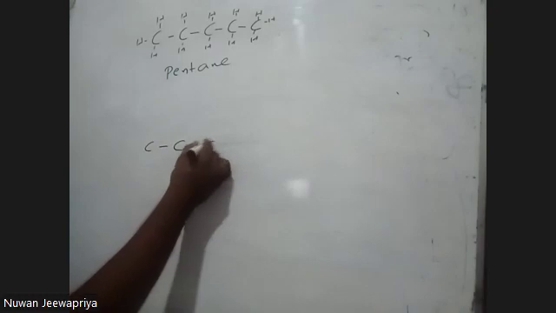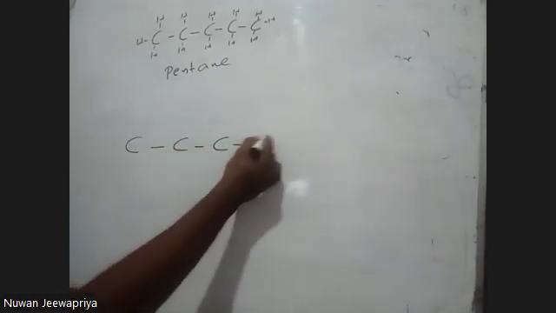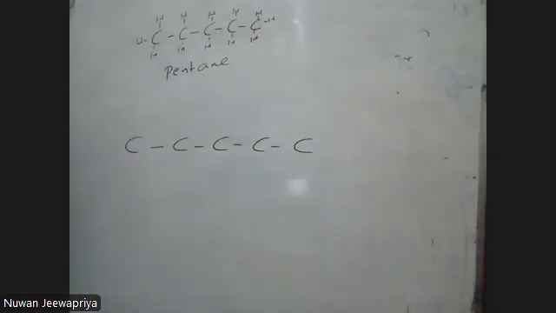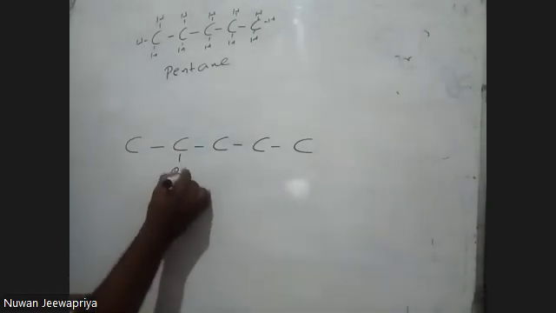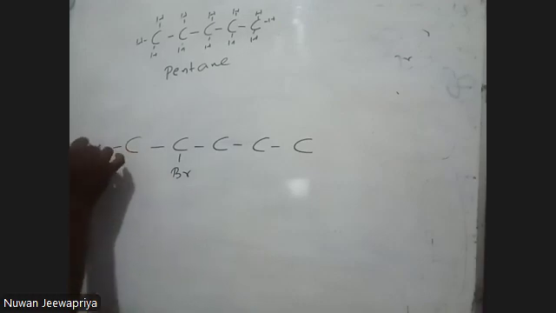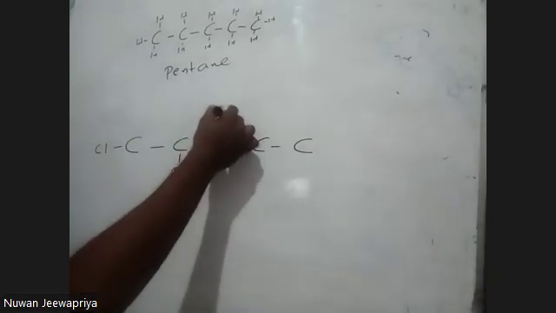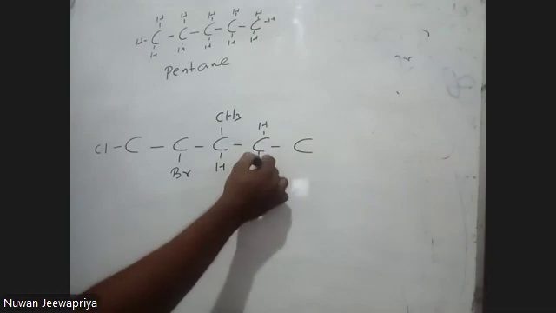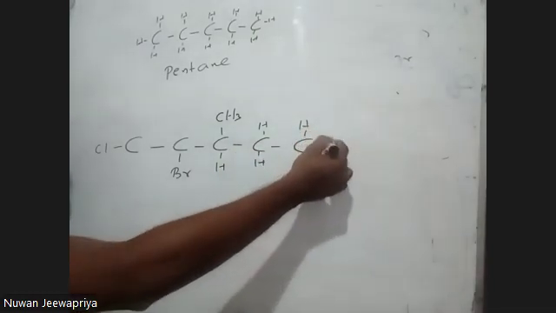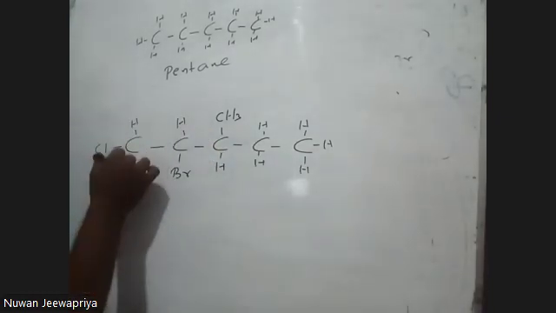So we will make a small change here. 1, 2, 3, 4, 5. There are 5 carbon atoms. I'll put bromine here, and I'll put chlorine here. And I'll put CH3 here. So we try to give the name for this. First, we have to complete these 4 bonds by adding hydrogen to these places like this way.